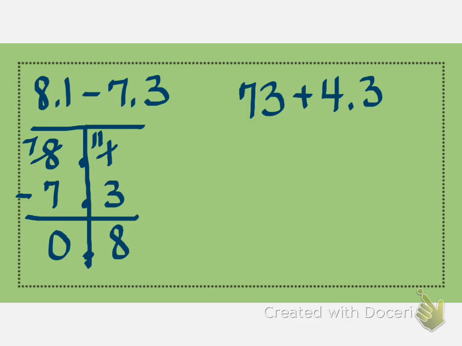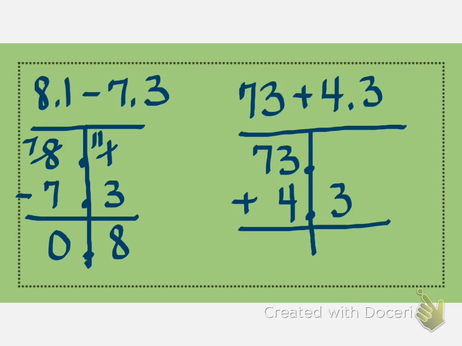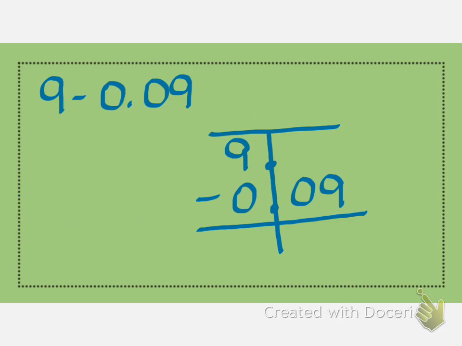Okay, 73 plus 4 and 3 tenths. Make my T-chart. Put in my numbers. Oh, I have a hole, don't I? Go ahead and put my 0 in there to hold my spot. Go ahead and do my addition. Boom, I'm finished. 77 and 3 tenths would be my answer for that problem.